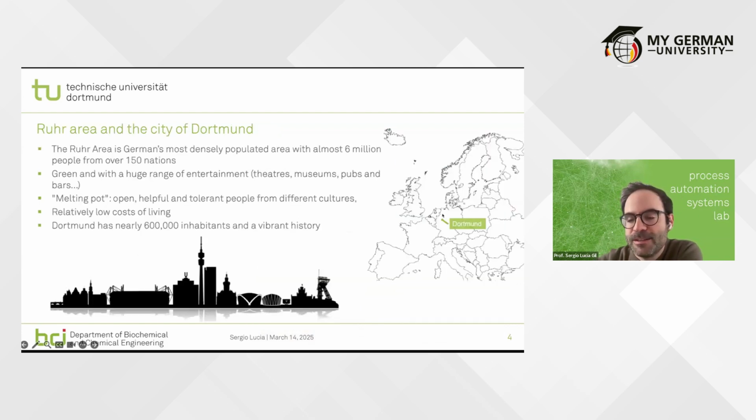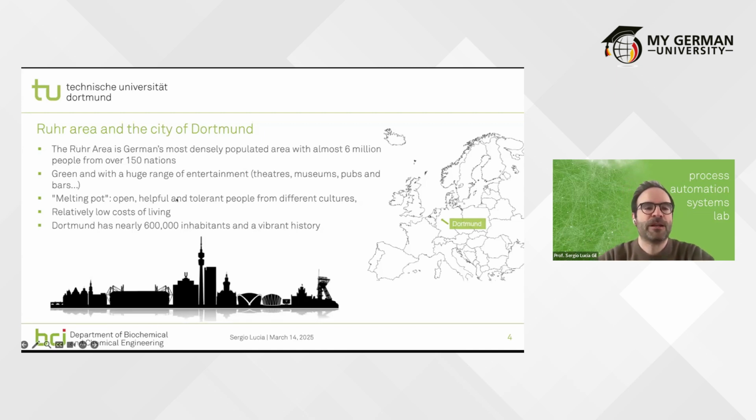So Dortmund, in case you don't know where it is, maybe if you like football, you have heard about Dortmund because of the football team. Dortmund is located in the west of Germany. It is located in the Ruhr area, which is Germany's most densely populated area with almost 6 million inhabitants. It is nowadays a very green area. It's a melting pot, very helpful to people arriving from different cultures.